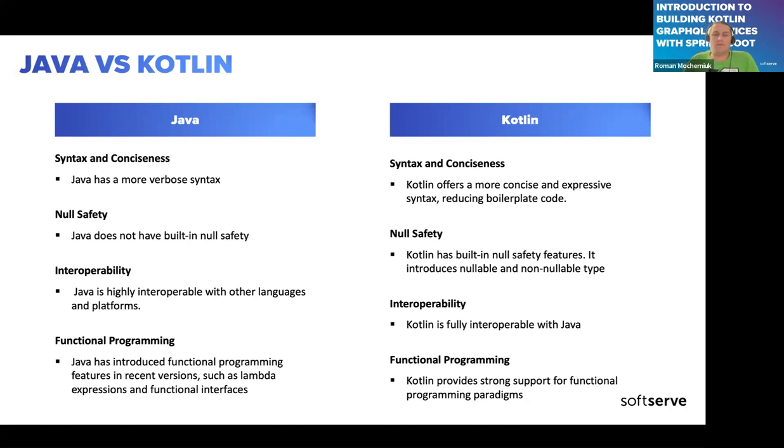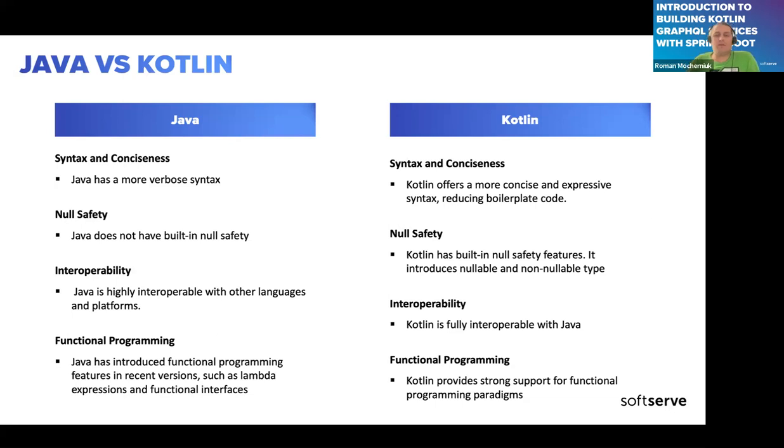Null safety, as I mentioned before: Kotlin has a built-in null safety feature. It introduced two types of variables, nullable and non-nullable. So the chance of a null pointer exception is lower. In Java, we don't have this functionality, so every variable could contain null values, and developers should pay attention to it and check it before working with variables to prevent a null pointer exception in the code.